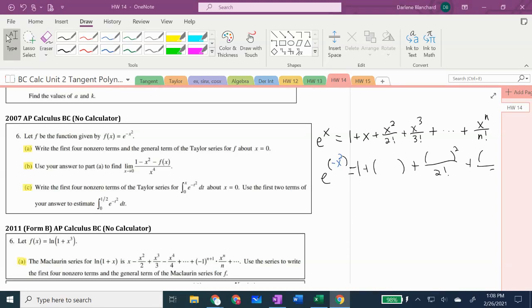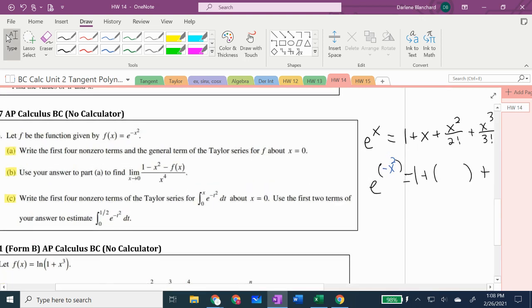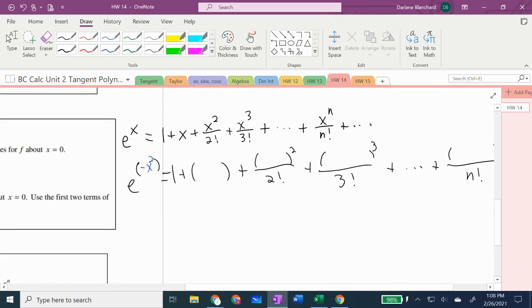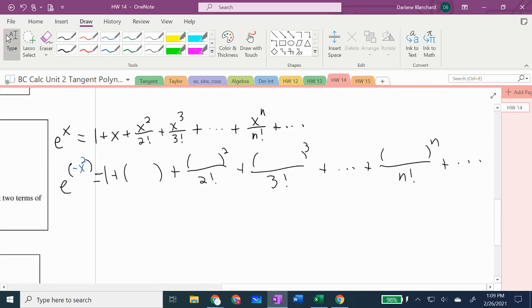2007, number 6, but I'm only going to do parts A through C. We start off with the known series e to the x, and then we want to write the first 4 non-zero terms and the general term for f of x, which is going to be found by substituting negative x squared into every x. So when I prep for substitution, I leave a parentheses for every x, and now let's plug that in.